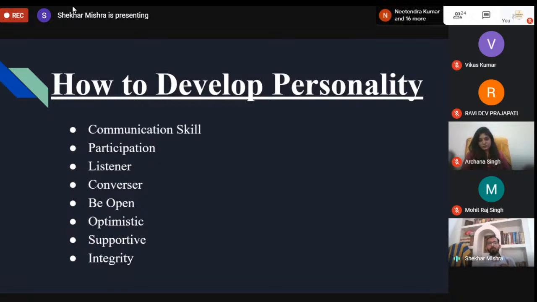Be optimistic. Be supportive to your colleagues, to your friends, to everyone you meet in real life, and be honest. Honesty is one thing which develops your communication skills too. You can participate everywhere. You will be free to do whatever you are doing. If you are honest, you will be open for learning.